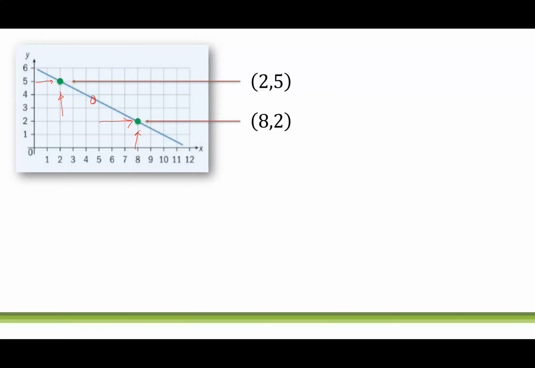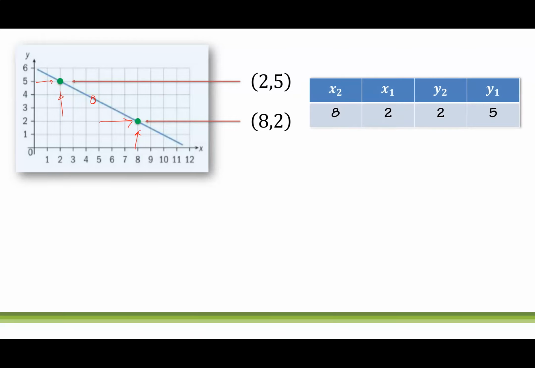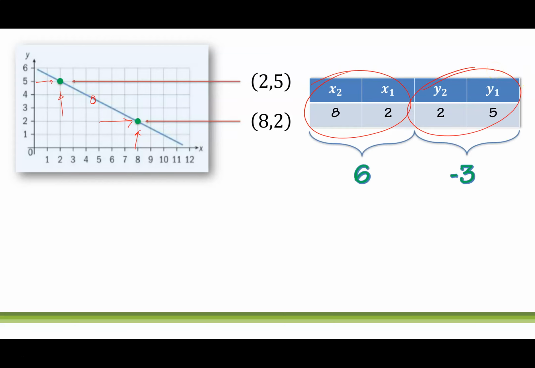That point over there, top one is (2,5). Second one is (8,2). Remember, X precedes Y. Stick them in my little formula. You don't have to do it exactly like this, so long as you can accurately find out the difference between those values and the difference in the Y values, which I've done. And then it's the difference in Y's divided by the difference in X's, and that gradient is negative 1/2.